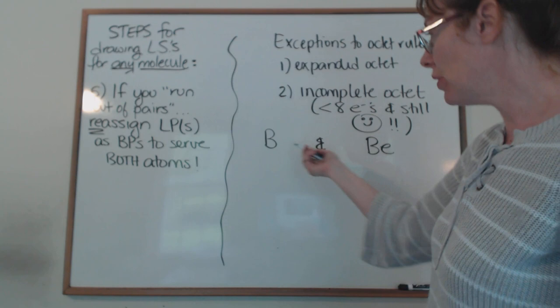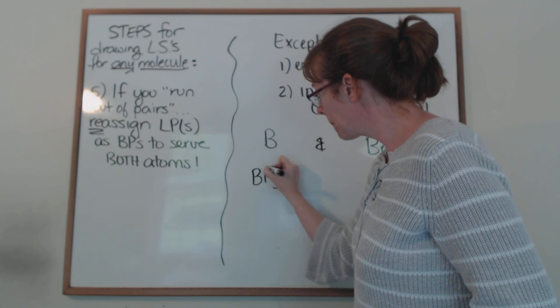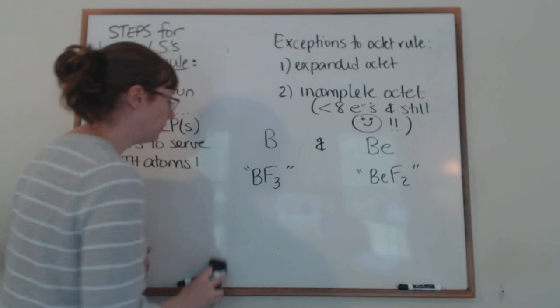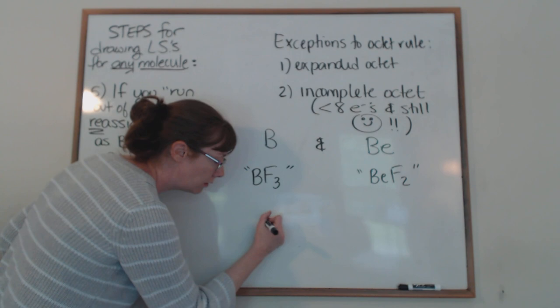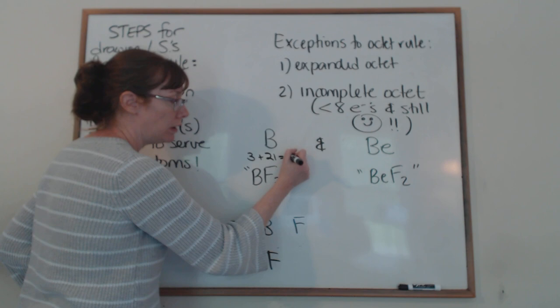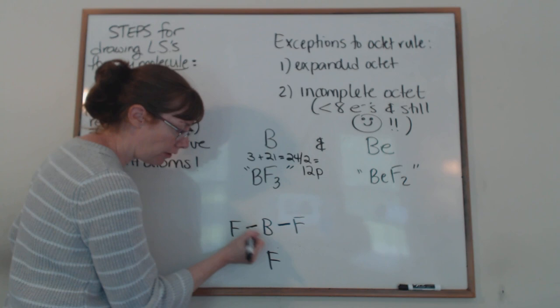The examples are BF3 and BeF2. These are famous molecules. Let me quickly just draw their Lewis structures for you. I'm going to real quick draw it. Just using our rules, using our methodology. Boron in the middle, fluorines on the side. Count the number of pairs. Boron has three. Fluorine has seven, but there's three of them, so 21. That's 24 divided by 2, 12 pairs. Connect them together. Lone pairs to the terminals.